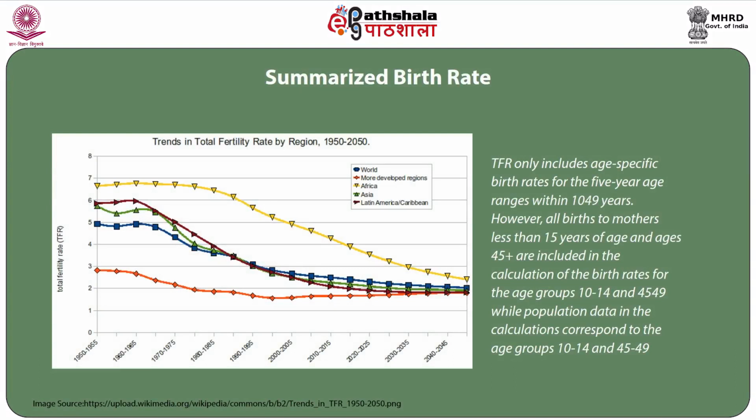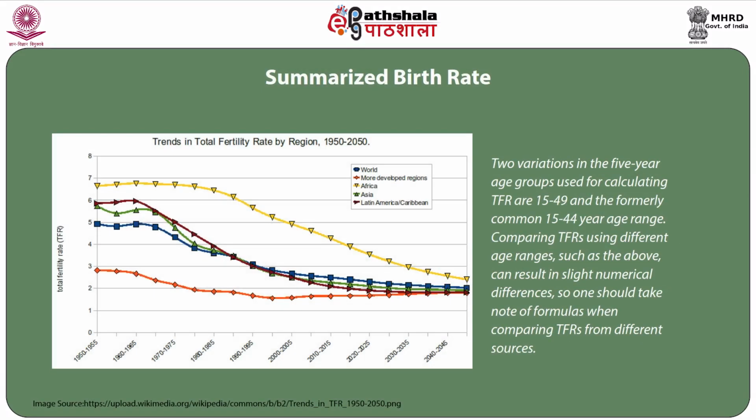Total fertility rate only includes age-specific birth rates for the 5-year age ranges within 10 to 49 years. However, all births to mothers less than 15 years of age and ages 45 plus are included in the calculation of birth rates for the age groups 10 to 14 and 45 to 49 years, while population data in the calculations correspond to the age groups 10 to 14 and 45 to 49 years.